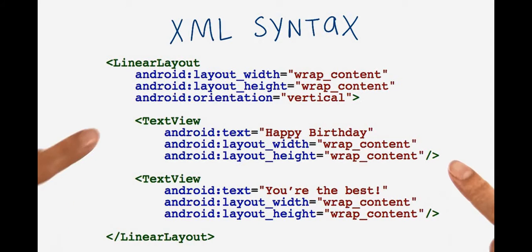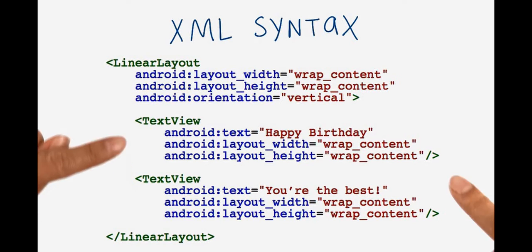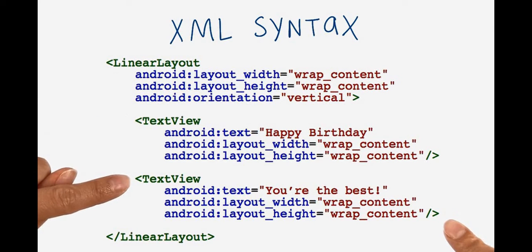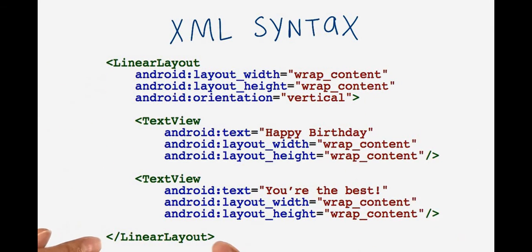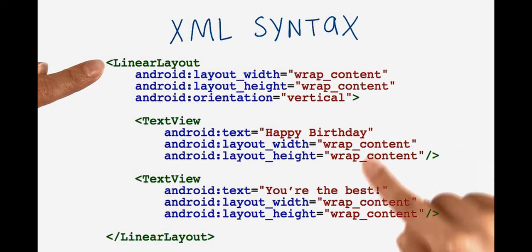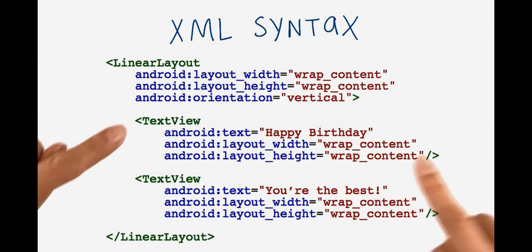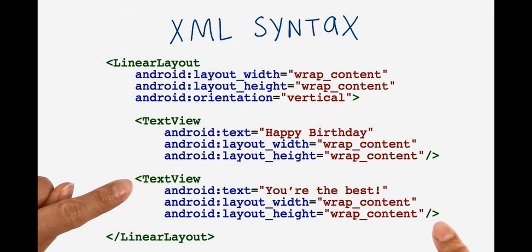And you'll also notice that in between we have 2 text view XML elements. These are also called children XML elements within the parent linear layout. You can imagine that if you had a self-closing tag up here for linear layout, then you would have no idea how many children it contains. But now that the closing tag is down here, you know exactly that you have 2 children.